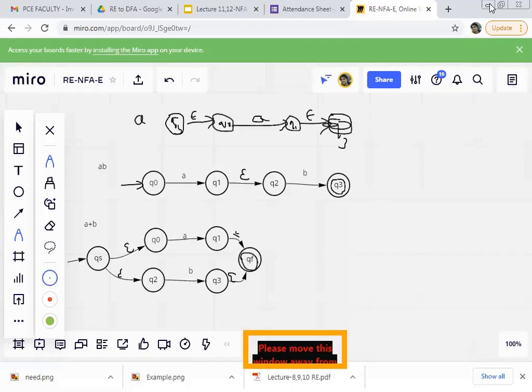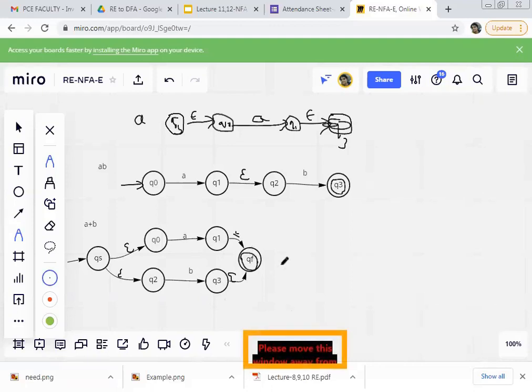In A or B, Q1 and Q3 can also be final states. Yes, Preeti, it can be a final state. But instead of taking two final states, we usually take one final state, so that it becomes easy for us for the next step.